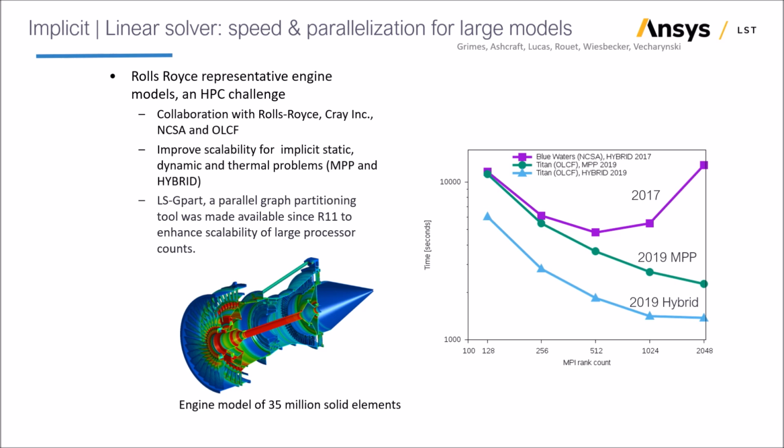Implicit analysis is still a big focus of development. This includes making big models run faster on large numbers of CPUs. I won't talk through the detail on this slide, but the graph shows wall clock time for this 35 million element model as a function of the number of processors, going up to a couple of thousand. The difference between the purple curve and the green curve shows the progress made in the last 2 years.